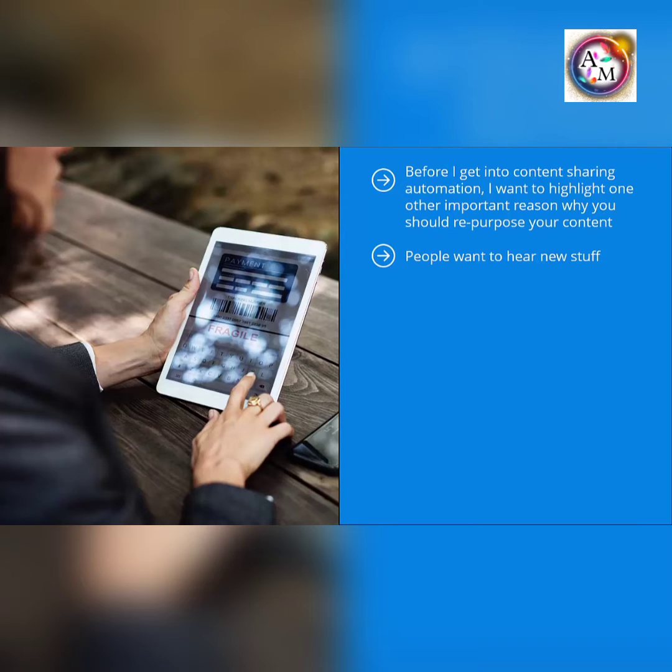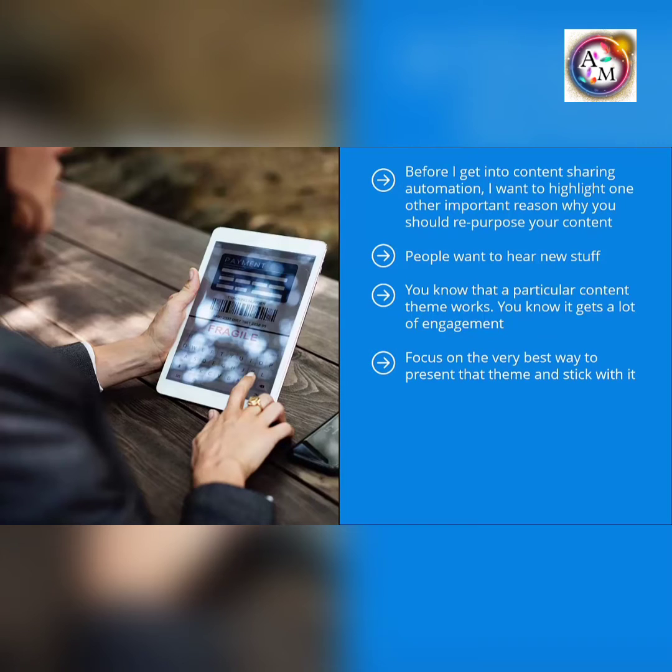Unfortunately, that's precisely the kind of risk you're running if you simply focus on giving people more of the same successful stuff. You know that a particular content theme works. You know it gets a lot of engagement. You know that it draws a lot of clicks. It's perfectly natural for you to want to keep recycling that same theme. Don't do it. Focus on the very best way to present that theme and stick with it. Just do it a few times, but focus more on repurposing.